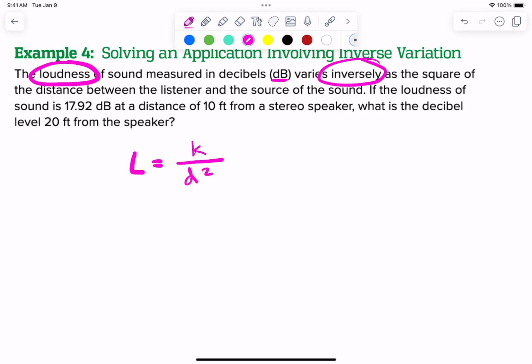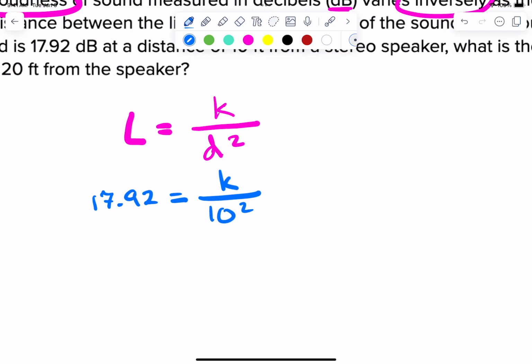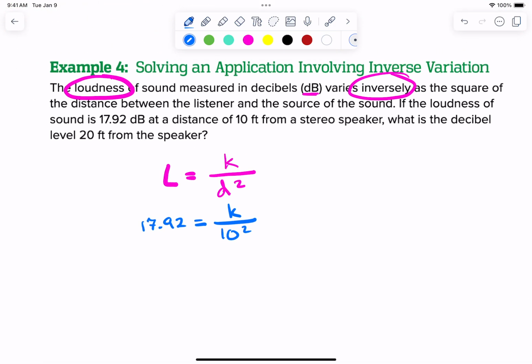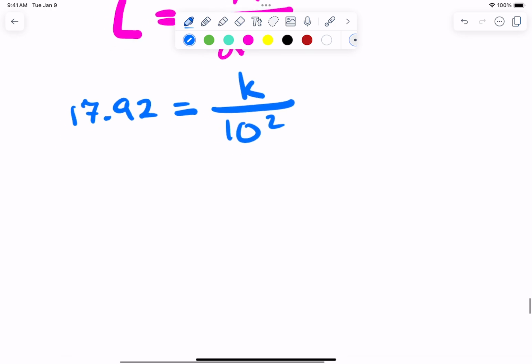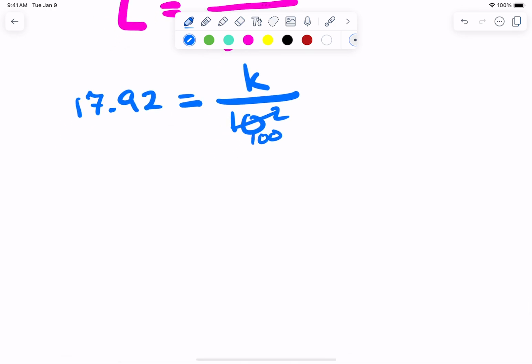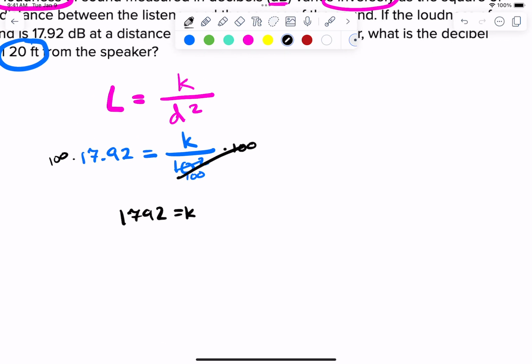If the loudness is 17.92 at a distance of 10 feet from a stereo speaker, 10 squared goes on the bottom, so 100 on the bottom. It says, what is the decibel level 20 feet from the speaker? Hold up. Don't worry about the 20 yet. We've got to find K first, the constant, okay? So this is 100, but to get K, I'm going to multiply by 100 on the other side. So what's our constant? 1792, okay? Now I'm going to rewrite this equation right here. And now we know what our constant is that we are going to use for the next piece.